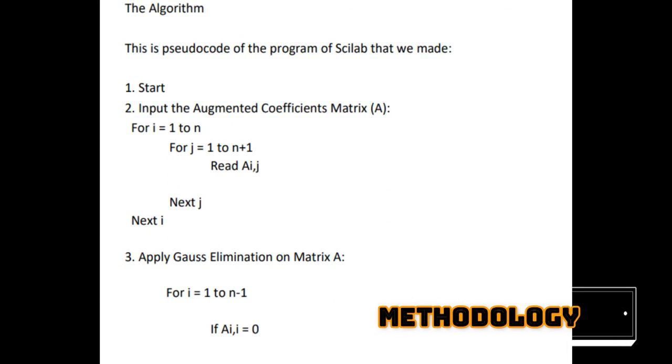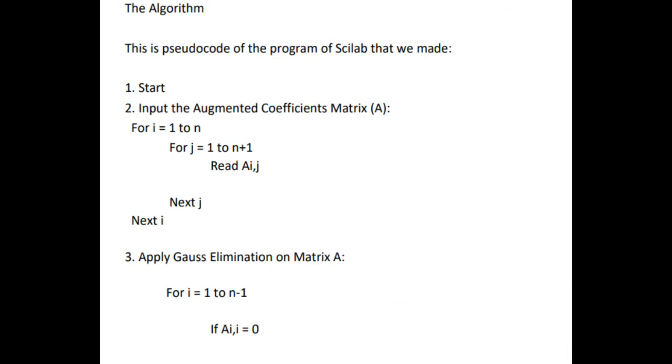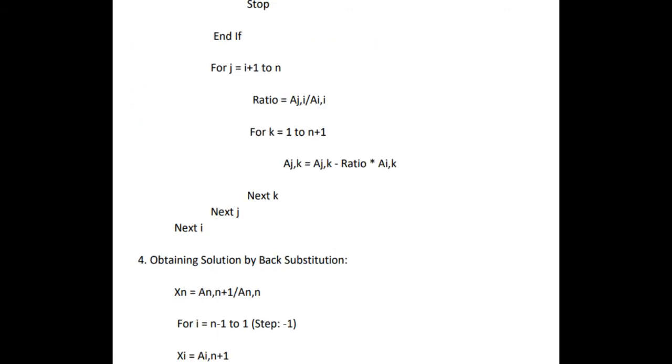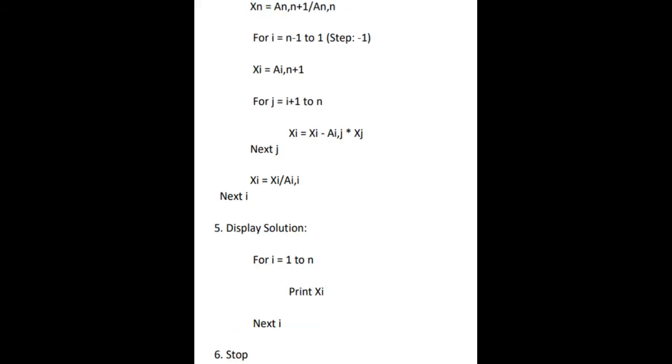For the algorithm, this is the pseudocode that we use in the Scilab program. First, we start the program. Next, we insert the augmented matrix into the program. Then, we apply the Gauss elimination method in the program by forward elimination using a for statement. After that, we use back substitution in the program by using a for statement to make a loop to find the unknown values. Later, the program will display x, y, z values. Lastly, the program will terminate or stop.